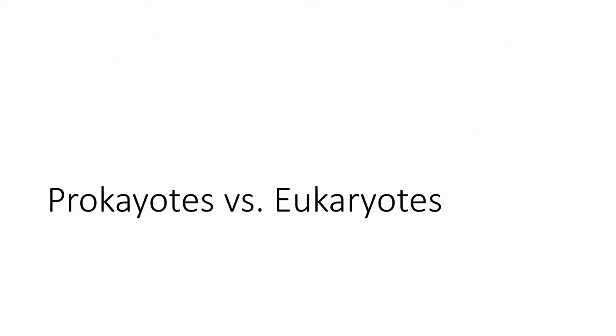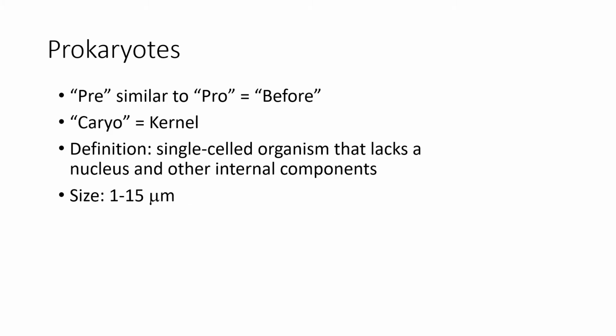So prokaryotes versus eukaryotes. A prokaryote, if you break down the word, pro is similar to pre, so it means before. Karyo means kernel, so it refers to the nucleus. So prokaryotic cells are cells that are quote unquote before the nucleus, before the kernel. The official definition: it's a single-celled organism that lacks a nucleus and other internal components, which we'll talk about in a few minutes.